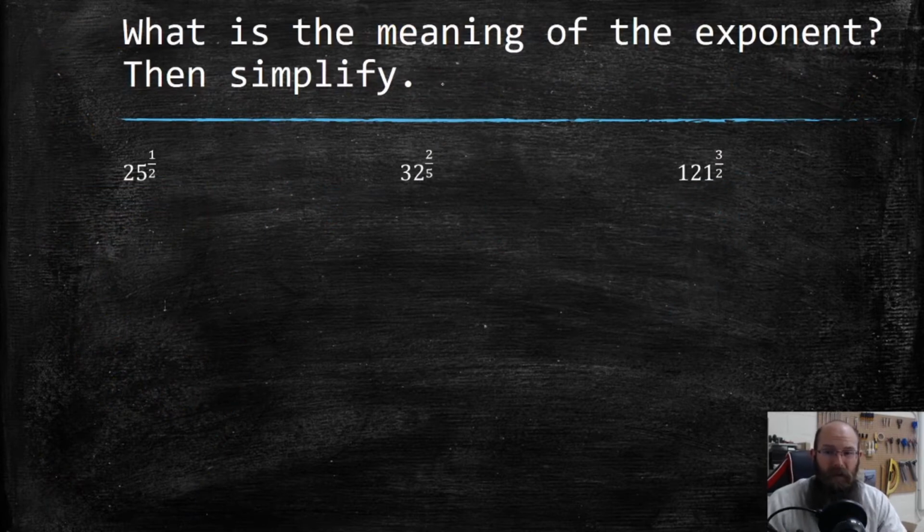Let's go and look at our next example. What is the meaning of the exponent? And then we're going to simplify these ones too. These are a little bit nicer than the other ones. So 25 to the 1/2 power. Well, that's, again, power over root. So that means I'm taking the 2nd root of 25 to the 1st, or just 25, right? It's all the same there. And a 2 out there is just a square root. We just usually don't write it because it's assumed.